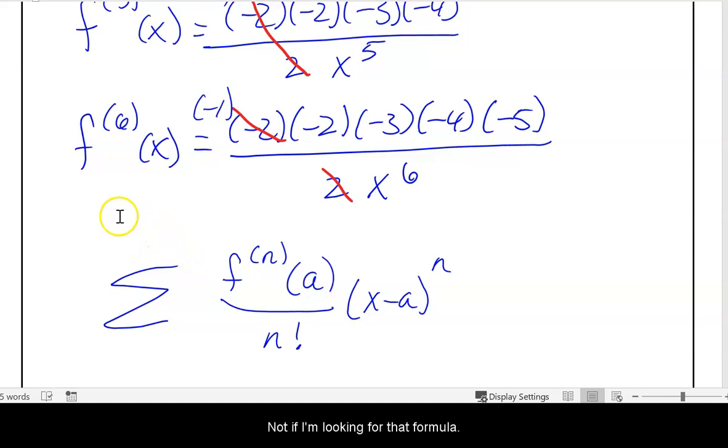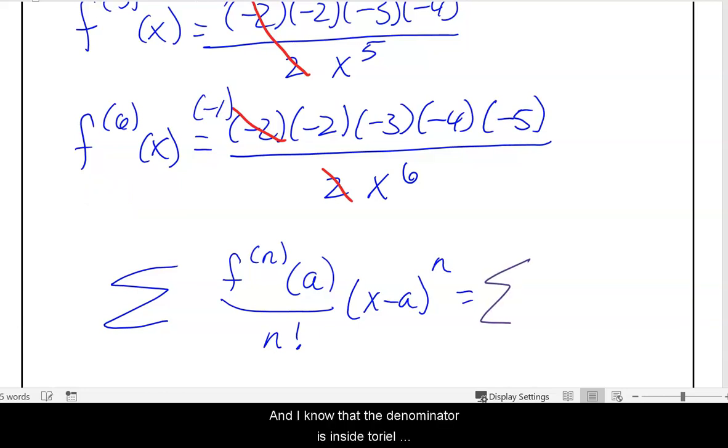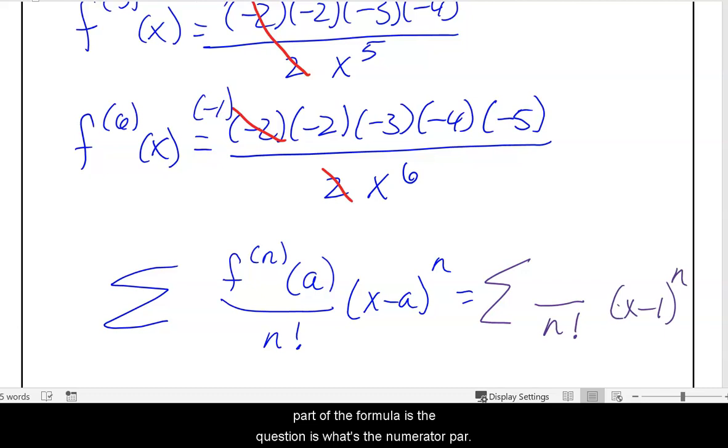Now, if I'm looking for that formula, what I want to do is look at this and figure out a pattern for this part of it, because I already have the pattern for the n factorial and x minus a to the n. The only part I don't have a formula for is this part, but I think I can find it. So what I'm going to rewrite it as is the sum. And I know that the denominator is n factorial, and I know it's x minus 1 to the n. So I think that's what that part of the formula is. The question is, what's the numerator part?